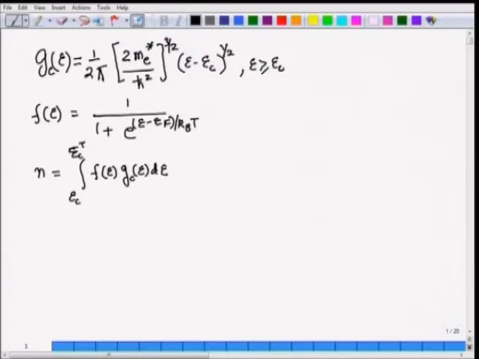Now, I am going to write one more expression, and the purpose of doing this graphical integration is to prove this point. I am going to write that n will also be equal to, let me use another color here, the integral from Ec to, now instead of Ec top, infinity, of f of E times gC of E dE, everything else remains the same. So, now what is going on? How can I change this Ec top to infinity?